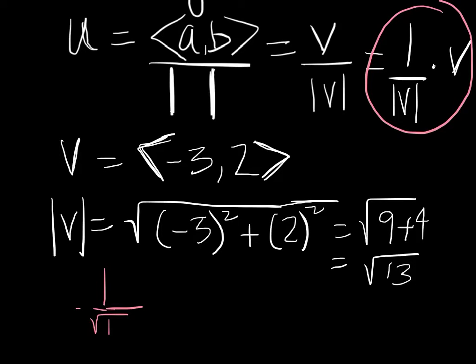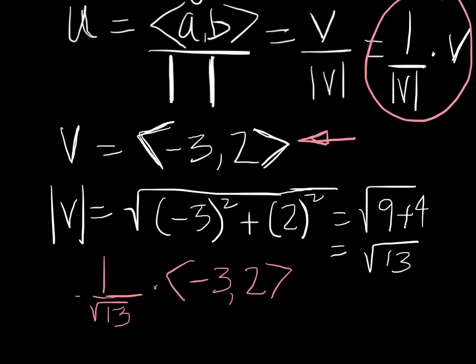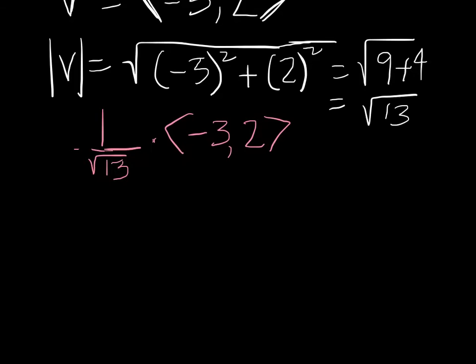1 over the square root of 13, and then I'm going to multiply it times the v, which is this piece right here, the component form of your vector. Multiply it by -3, 2. Okay, and I showed you how to do this in the first part of your notes, 6.1, part 1, about doing this.